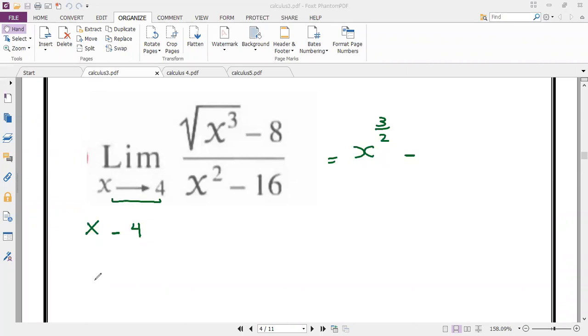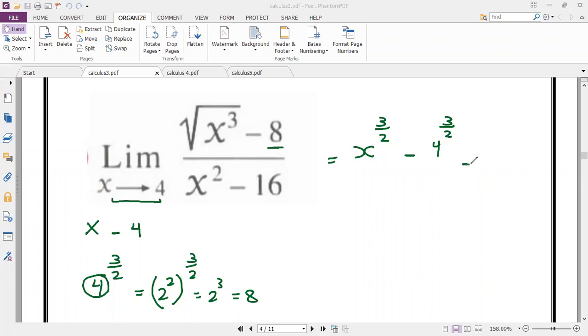You know, this 8 can be written as 4 to the power of 3 over 2. We can write this 4 as 2 to the power of 2, all raised to the power of 3 over 2. Multiplying the powers leads to 2 to the power of 3, which is 8. So replace this 8 with 4 raised to the power of 3 over 2, like the power here. It's 8 also. All divided by x squared minus this 16, which can be written as 4 to the power of 2.